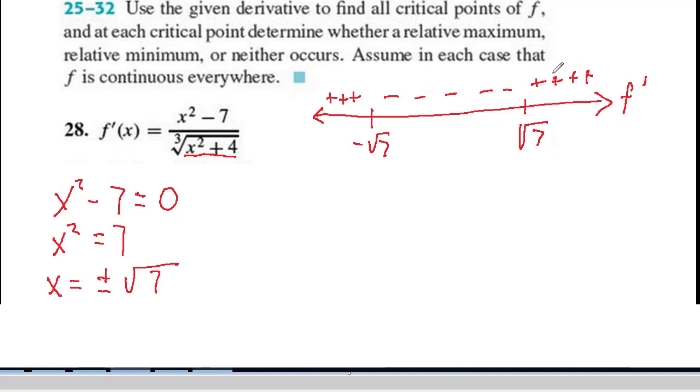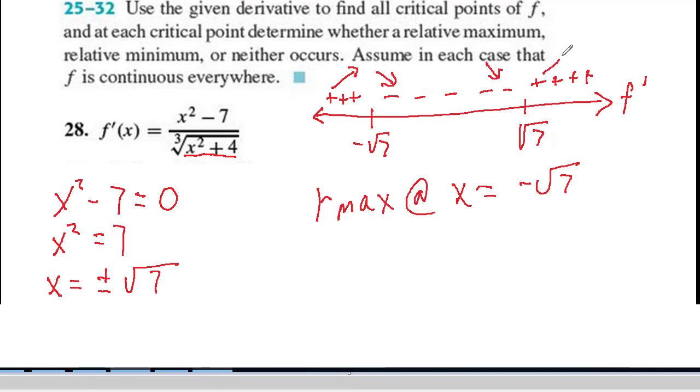And so then that tells us that we have a relative maximum at x equals negative the square root of 7, because we were going up and then started coming down. And then we have a relative minimum at positive the square root of 7, because we were going down and then going up. And so there we go.